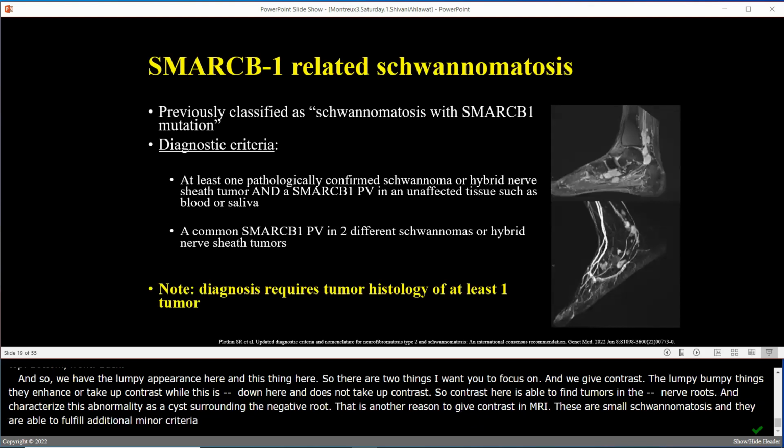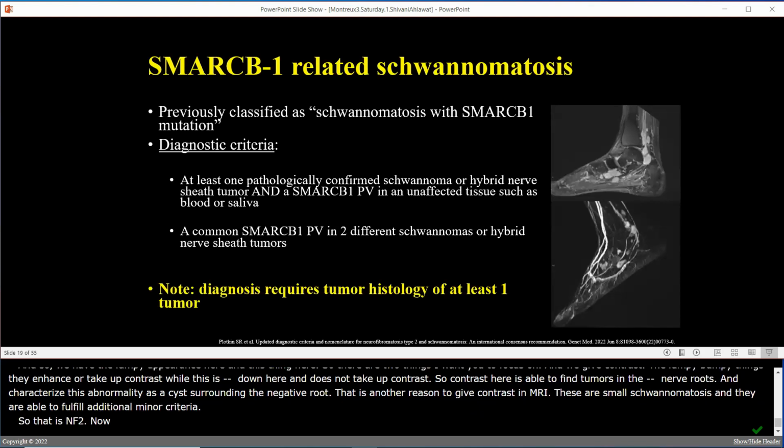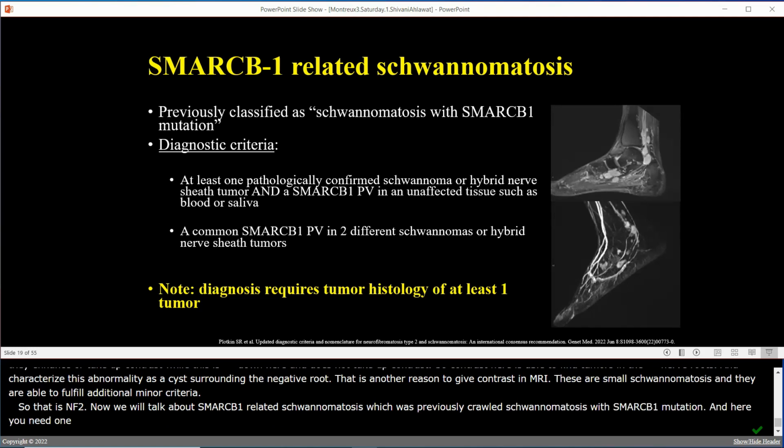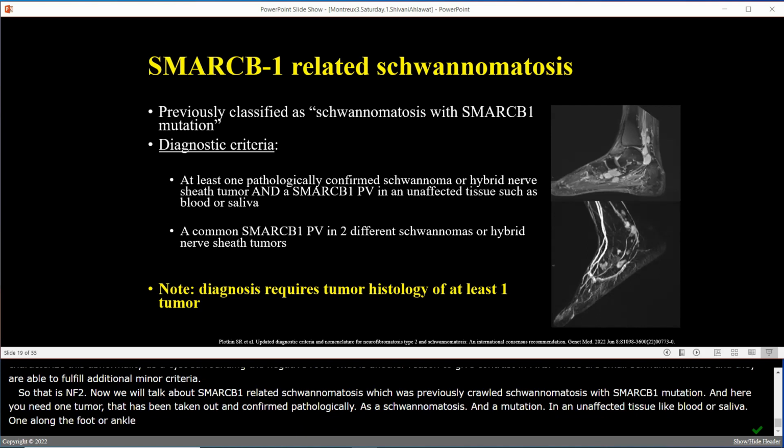So that's NF2. Now we'll talk about SMARCB1 related schwannomatosis, which was previously called schwannomatosis with SMARCB1 mutation. And here you need one tumor that's been taken out and confirmed pathologically as a schwannoma, and a mutation in an unaffected tissue like blood or saliva. So one of these along the foot and ankle would be removed, and it's either a schwannoma or a hybrid nerve sheath tumor, and blood or saliva. Or you take out two tumors and they have the same pathogenic variant.